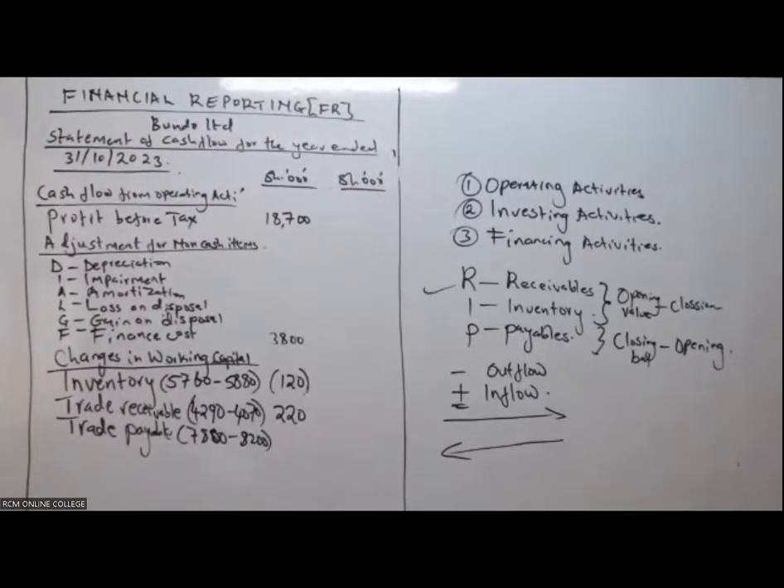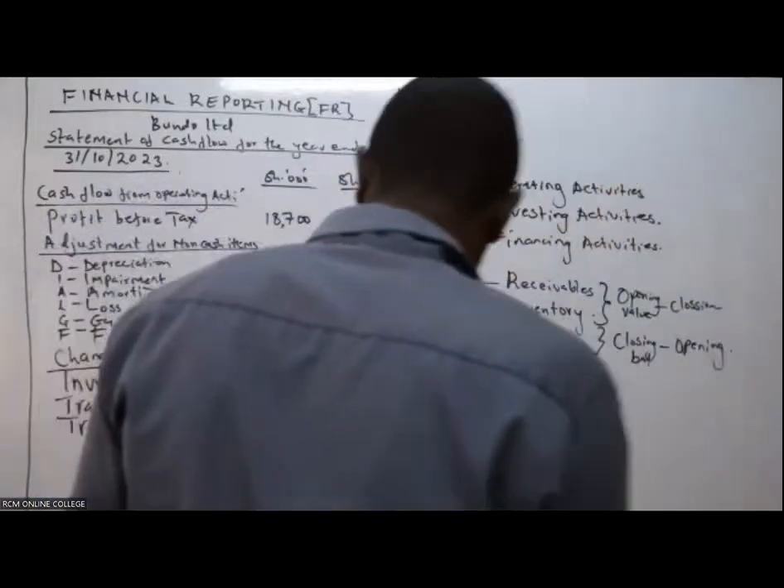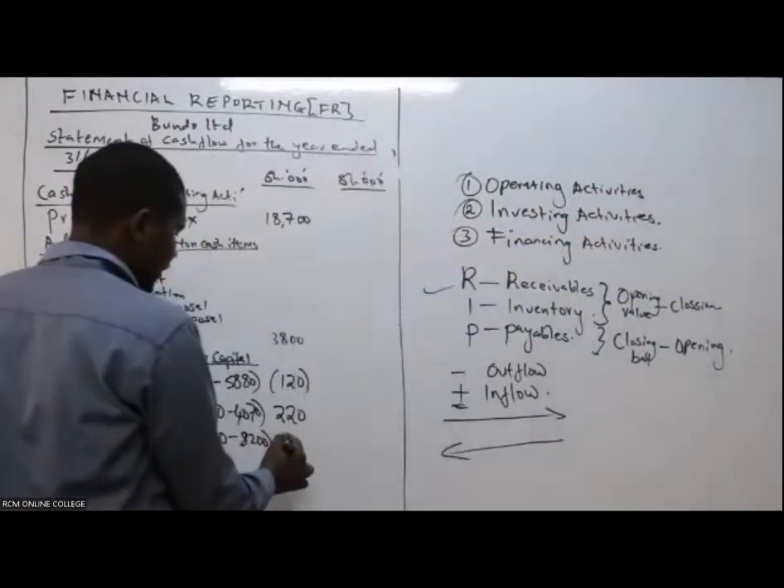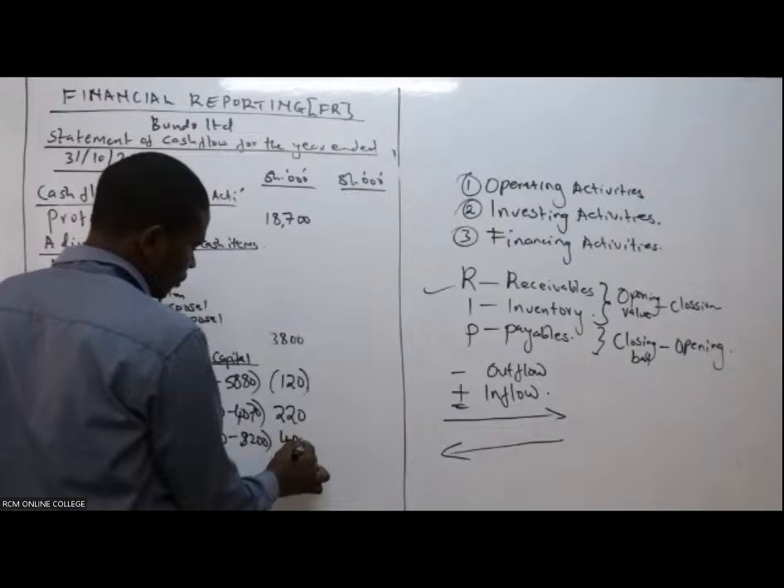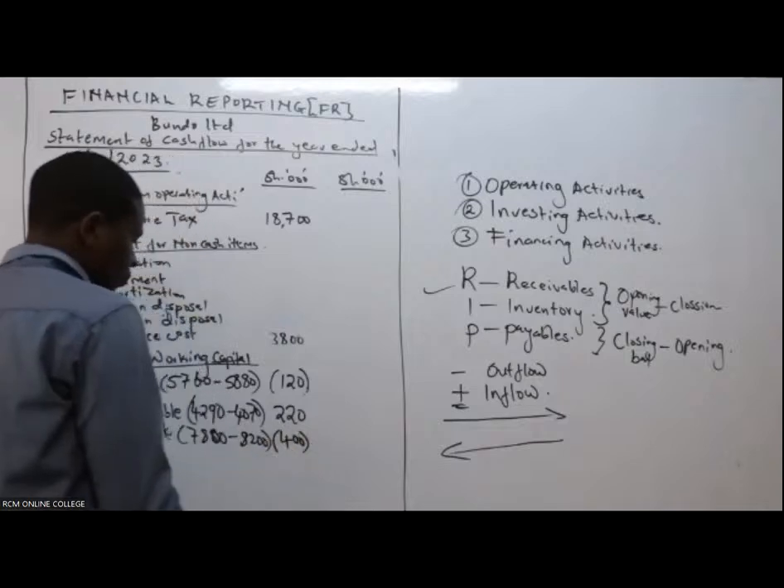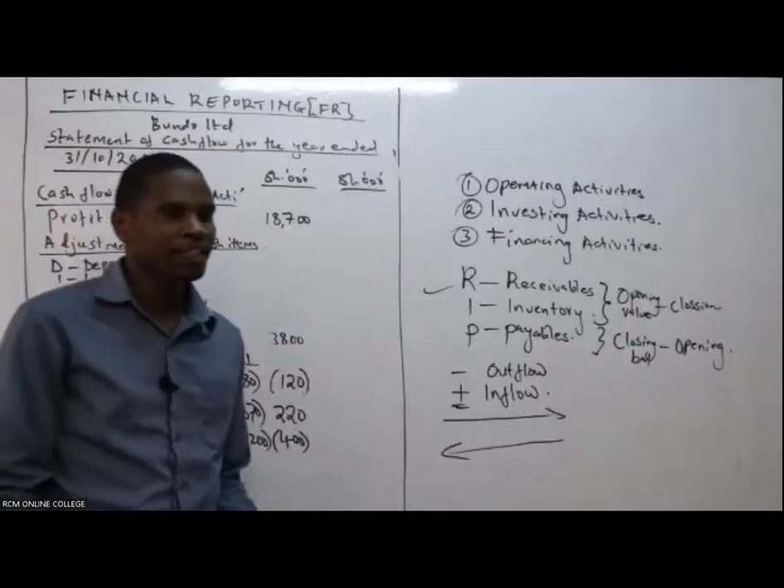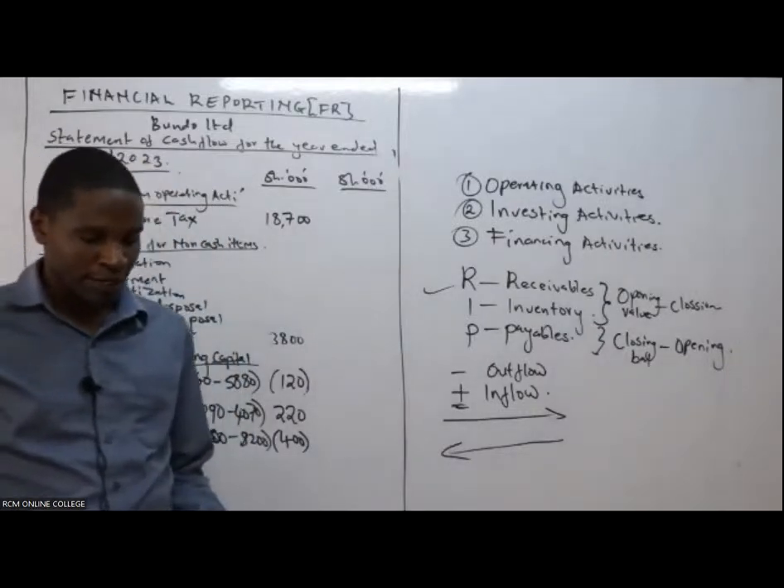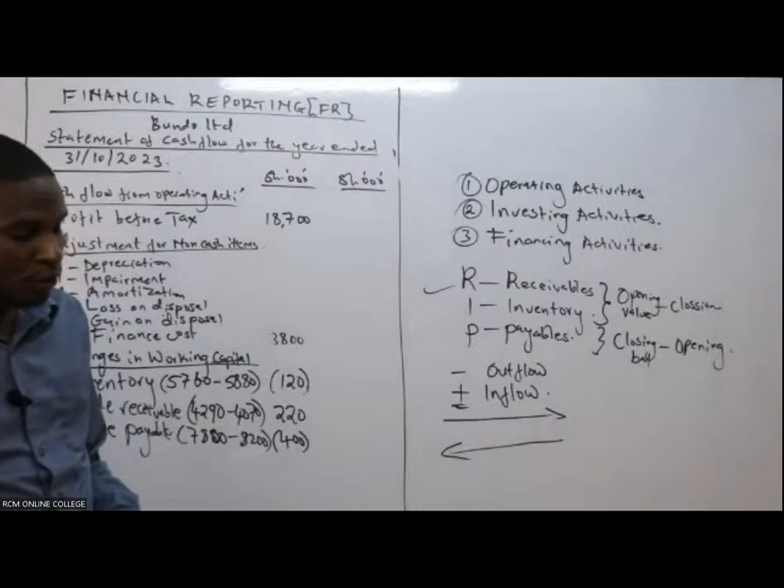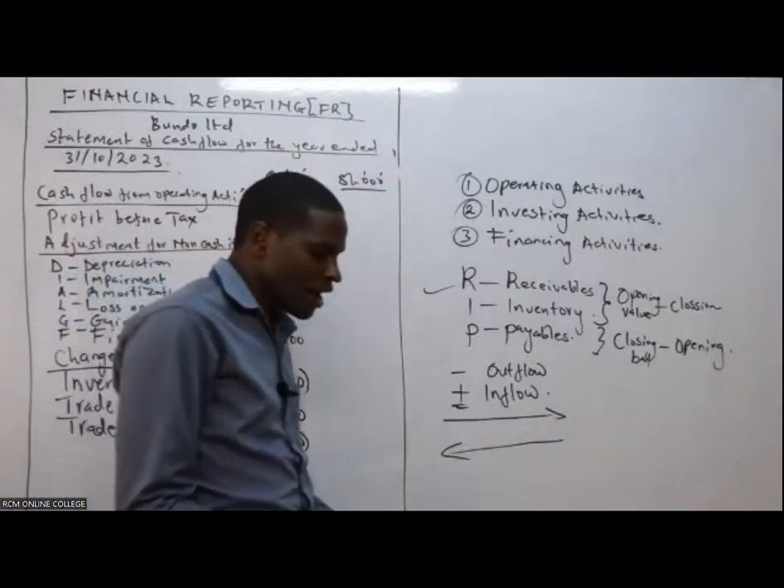Watu wanapata 400, which is a negative. Asante. 400, which is a negative. That means there was a what? An outflow. So our cash reduced by 400. Good.